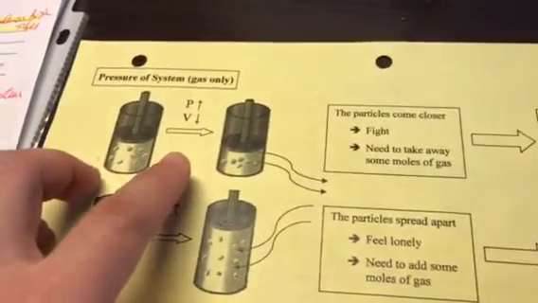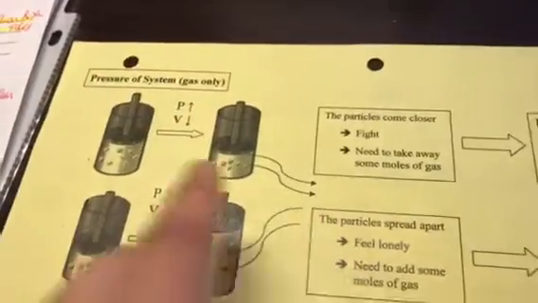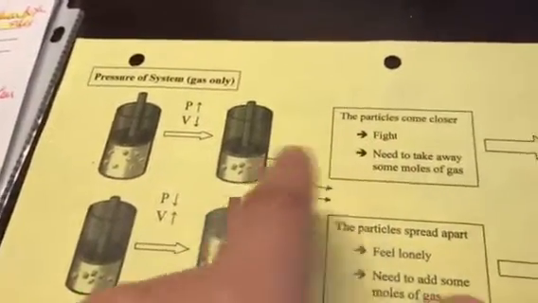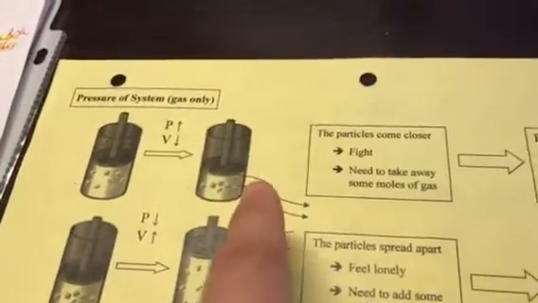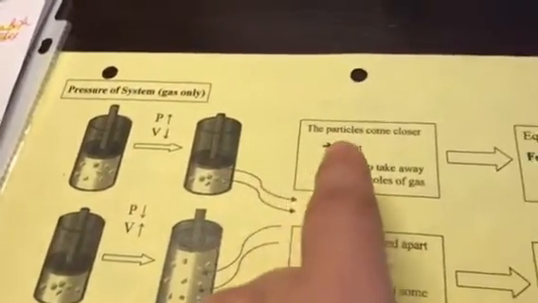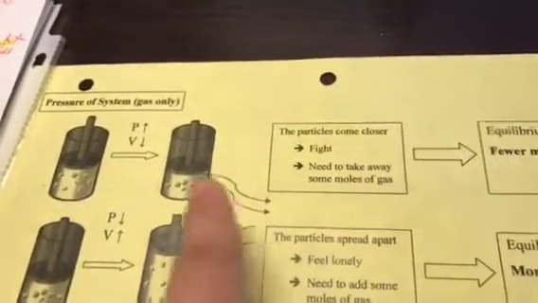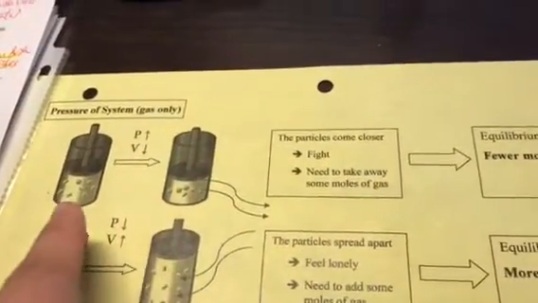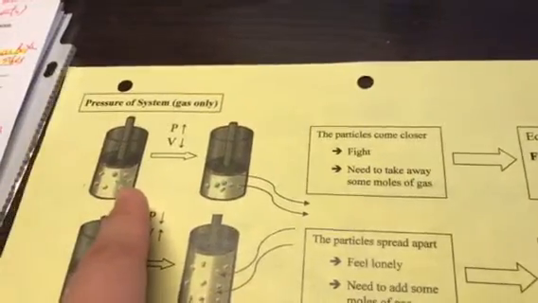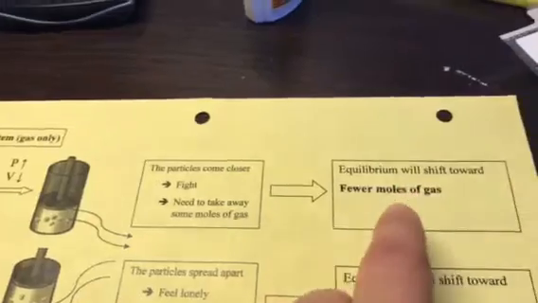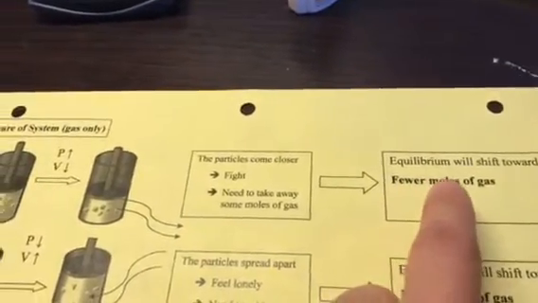When the volume is pressed smaller, the molecules come closer. So I make up a story: if the molecules come closer because the volume is smaller, the molecules start to fight, so I need to take away most of the gas. I take away some, so instead of 9 gas molecules, I now only have 6. So my equilibrium will shift to fewer moles of gas.